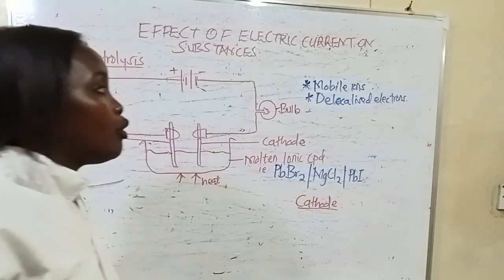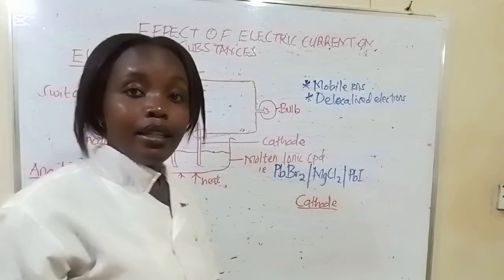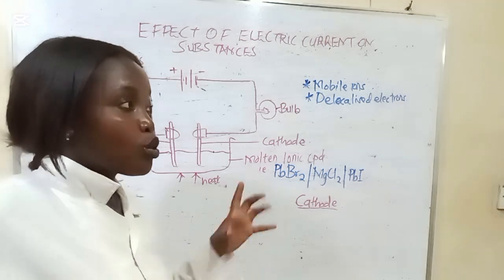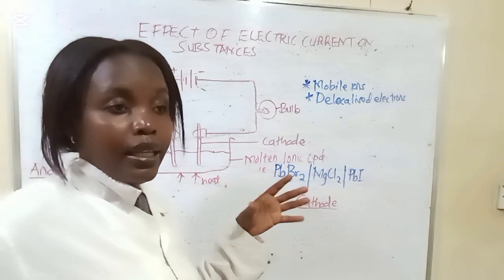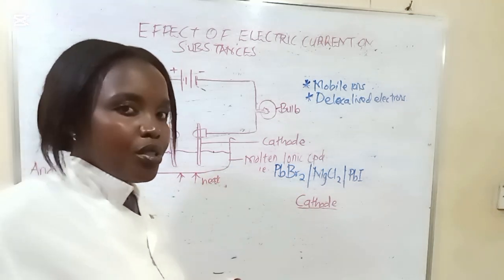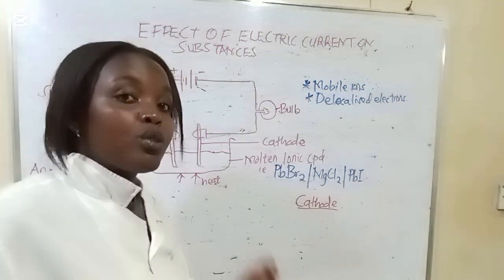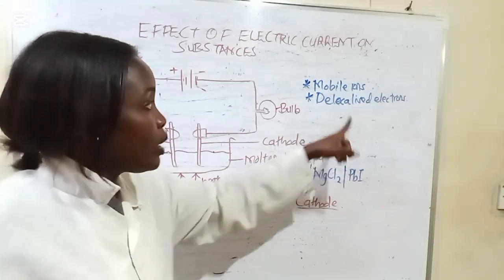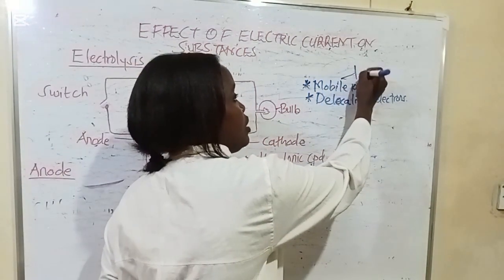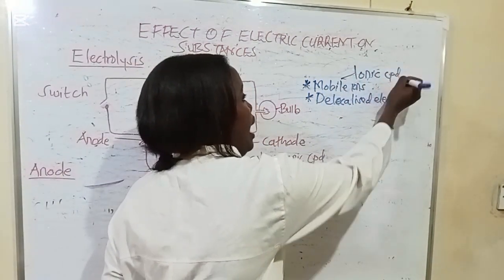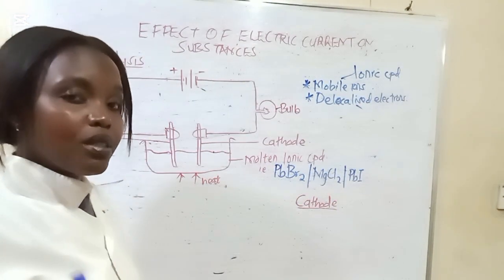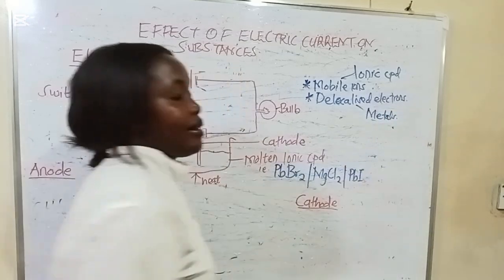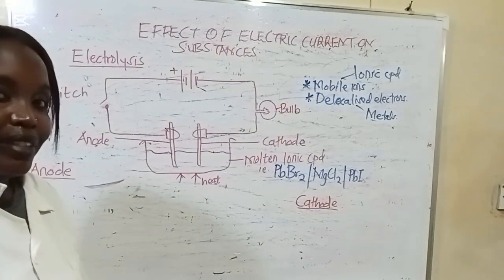So in the absence of mobile ions or delocalized electrons, electric current cannot pass through, or a substance cannot conduct heat, and a substance cannot conduct what? Electricity. So we talk about mobile ions when we are specifically talking about ionic compounds. And we talk about delocalized electrons when we are talking about metals. Up to there, I hope you're fine, right?